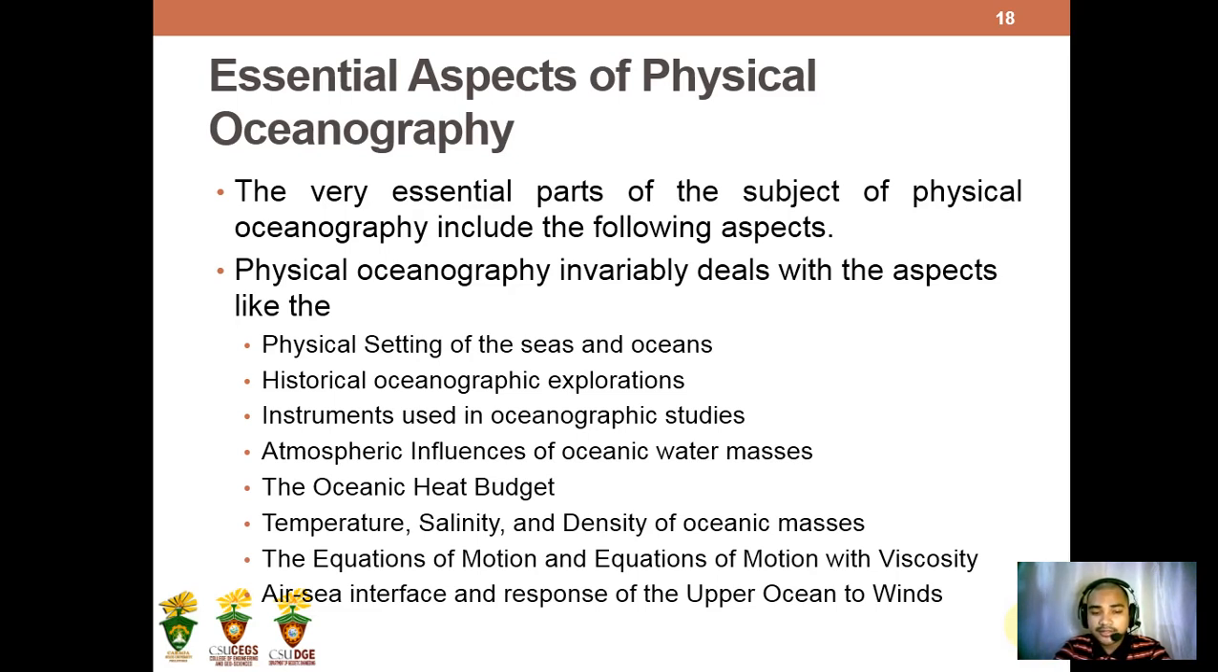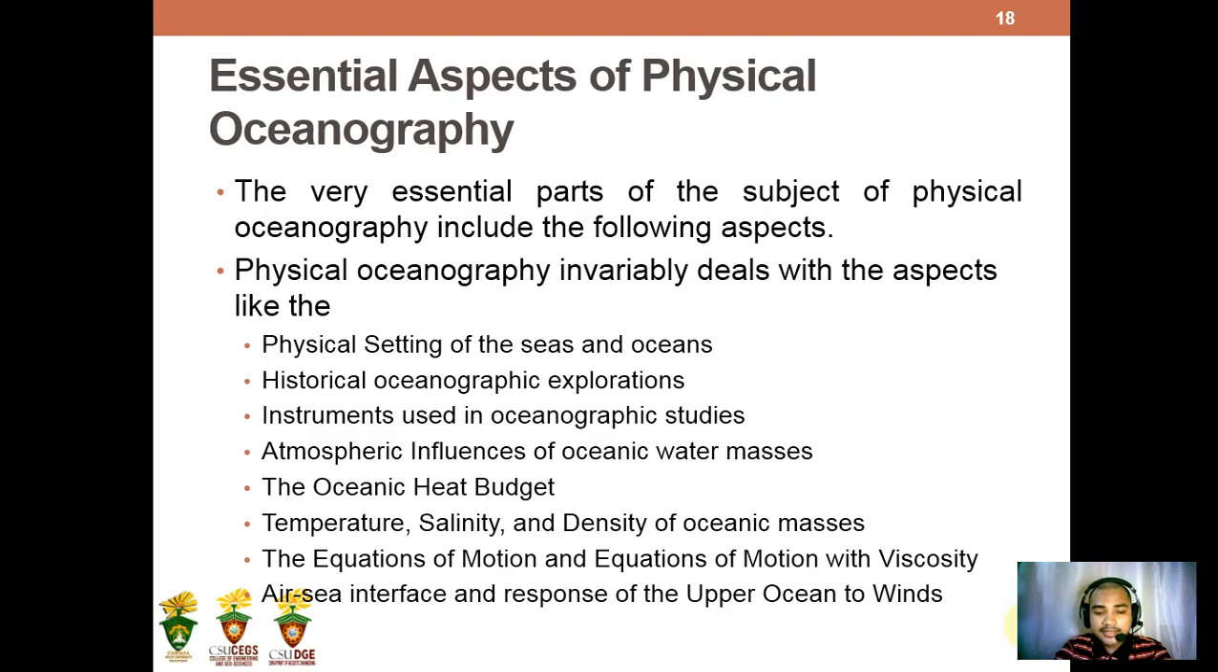Also, the other aspect is all about the atmospheric influences of oceanic water masses, the oceanic heat budget, the temperature of the water, the salinity and density of oceanic masses. Next is the equations of motion, an equation of motion with viscosity. When we say viscosity, class, it's the flow of the water or the motion of the water.